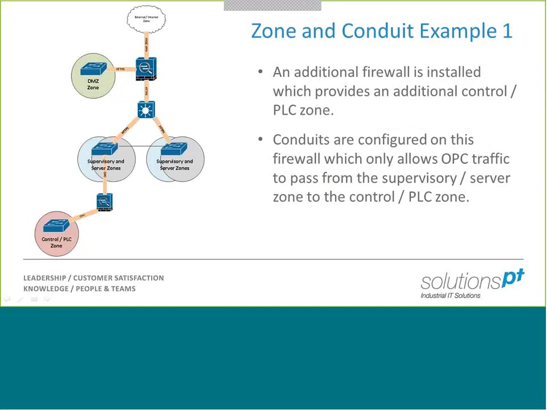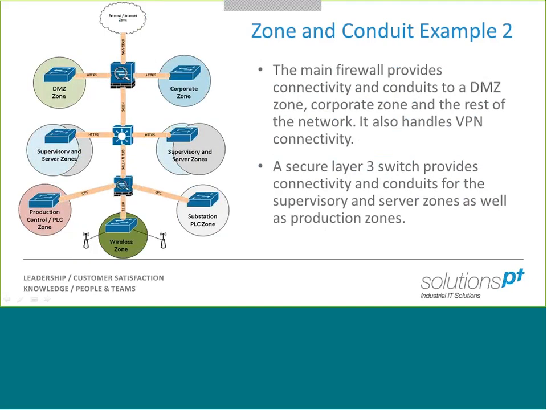So in that instance, we've obviously got our two firewalls. We've got our layer 3 switch, which provides our boundaries for our supervisory and server zones, and we're just allowing the bare minimum of traffic through there, HTTPS and OPC. So now we'll get a little bit more complicated, and we've got some additional layers in here.